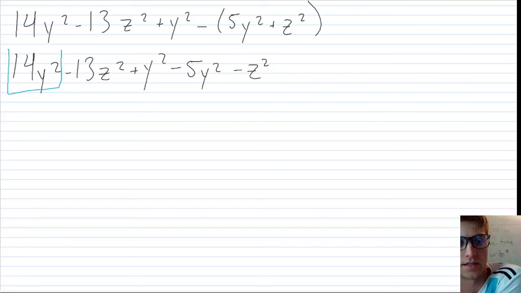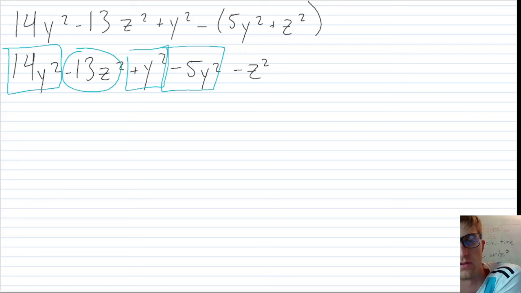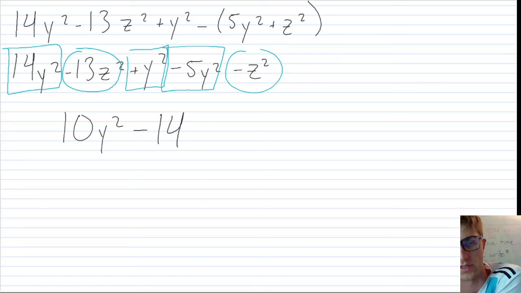Squares for y's. Circles for z's. All right, we have 14y squared plus y squared, which gives us 15y squared, minus 5y squared, which gives us 10y squared. And then for the z's, negative 13z squared minus another z squared gives us negative 14z squared.